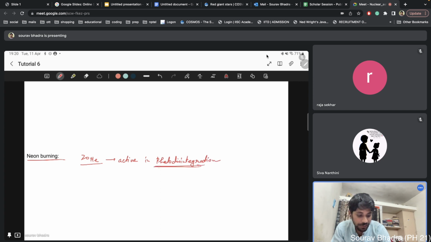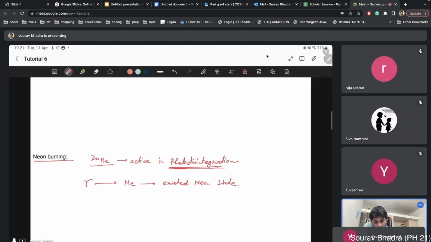So this photo disintegration is the main reason for neon burning. What happens is that a gamma ray photon is captured by the neon nucleus, that is called photo disintegration, and it will create an excited neon state. Okay, so this type of photo disintegration occurs, and then that excited state will decay into a different state. So it can go to higher elements as well as lower elements.